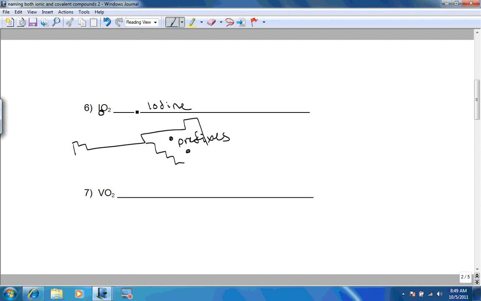Notice it's a 1. If the first one's a 1, you can leave it blank. You don't have to put a prefix there. Then we have 2 oxygens. 2 is di, and oxygen becomes oxide.